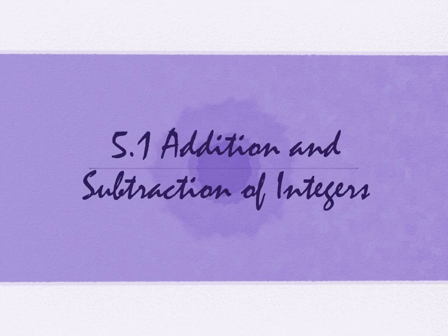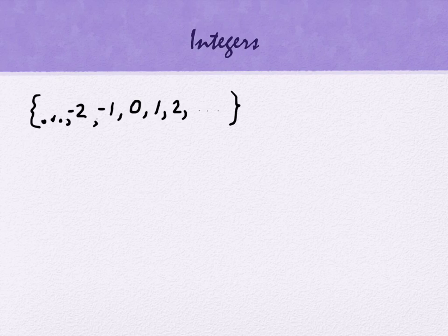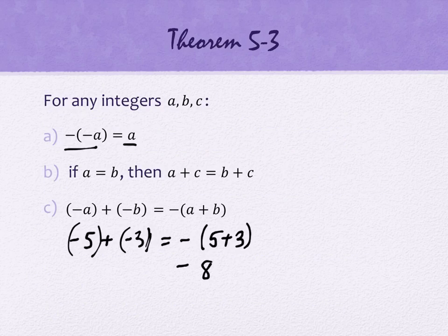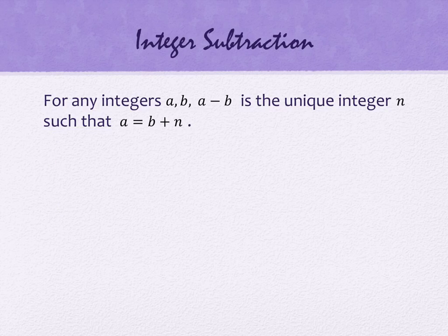We started last time in section 5.1 with addition of integers, also did some with the absolute value, and we are moving on today into subtraction of integers. First definition, integer subtraction. If you have any integers a and b, to subtract a minus b will give you the unique integer n such that a is equal to b plus n. It's the definition of subtraction.